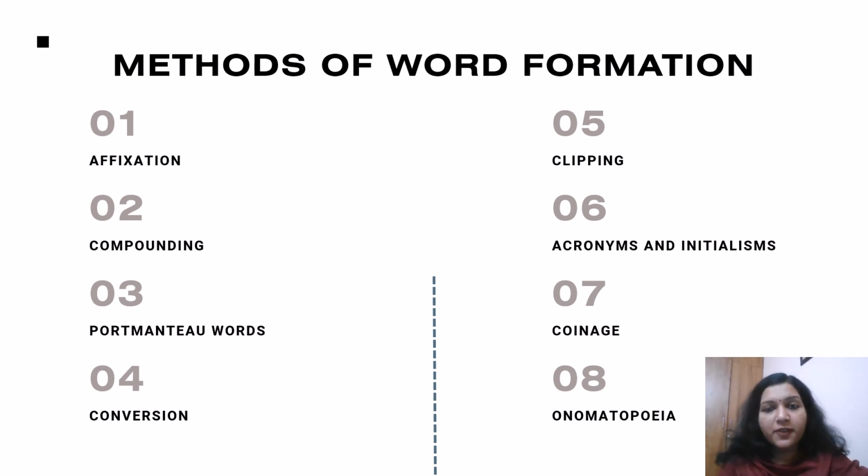These are the 8 methods of word formation which we are going to discuss today. The first method is affixation. We have compounding, portmanteau words, conversion, clipping, acronyms and initialisms, coinage, and onomatopoeia. Let's have a look at affixation first.